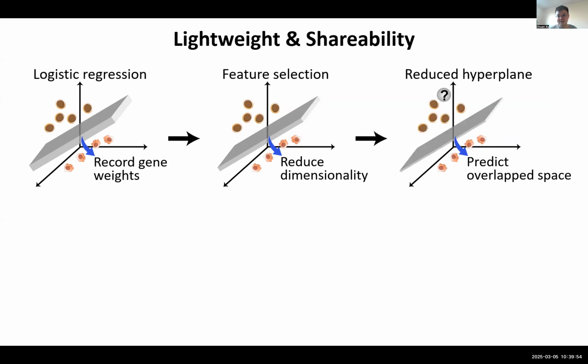And the last thing to consider is that the reference data and the query data usually do not have the same set of genes. What CellTypist does is to use the intersected genes to result in a reduced hyperplane, namely classifying cells within the overlapped space. This is actually a very simple approach, but has great application potential because now CellTypist models can be repeatedly used.